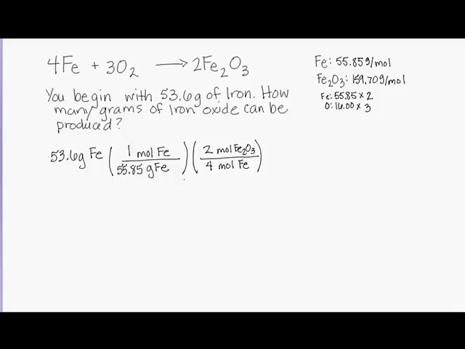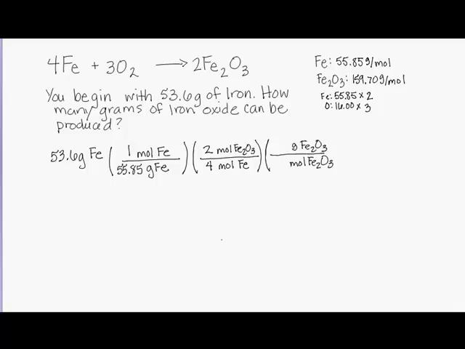So this has gotten us from grams of iron to moles of iron, and from moles of iron to moles of iron oxide. But we want to know how many grams of iron oxide we can have, so we need a final conversion. We're going to need to go from moles of iron oxide to grams of iron oxide.